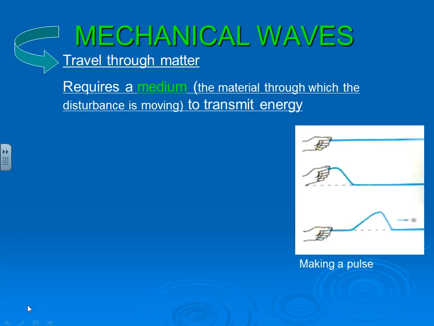Okay, let's do another one. What is the medium for an ocean wave? Think about what a medium for the ocean wave is. The material that that wave is moving through. The medium for an ocean wave would be water. Let's do one more before we move on. Think about the medium that sound waves travel through. What is the medium that a sound wave travels through? If you said air, you are correct.